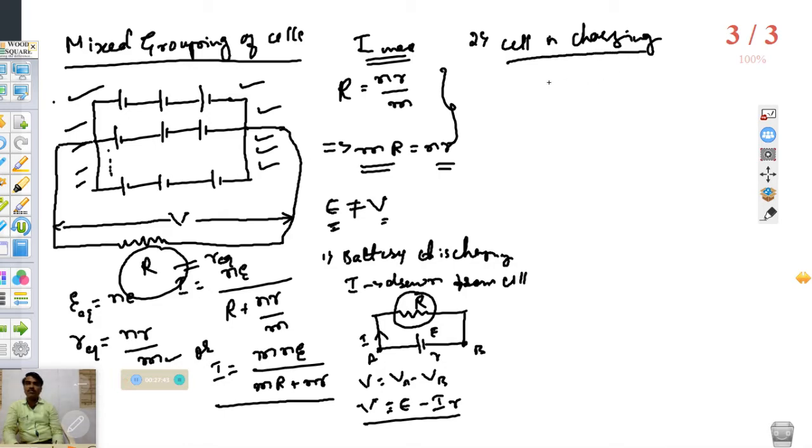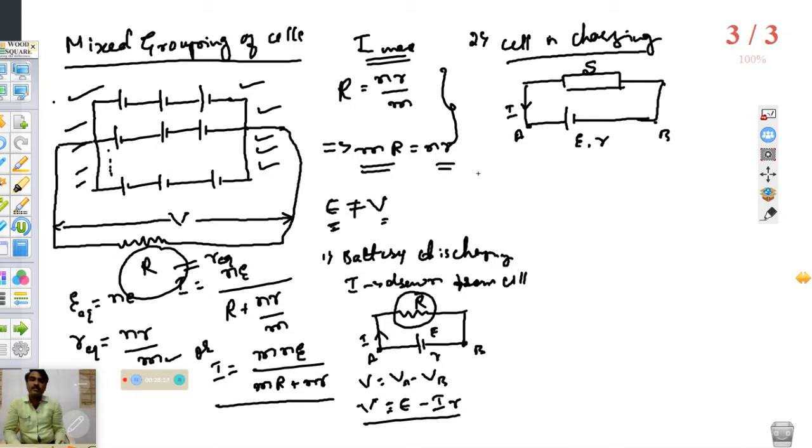If the cell is charging, imagine here we have a source of charge, and through this source we are charging this cell of EMF E and internal resistance r. Then during this, the battery itself is getting charged. In the previous example the current is drawn from the battery, but here the current is supplied to the battery. There is a small change in the direction of the current: the current is supplied to the battery, which means the battery is getting charged.